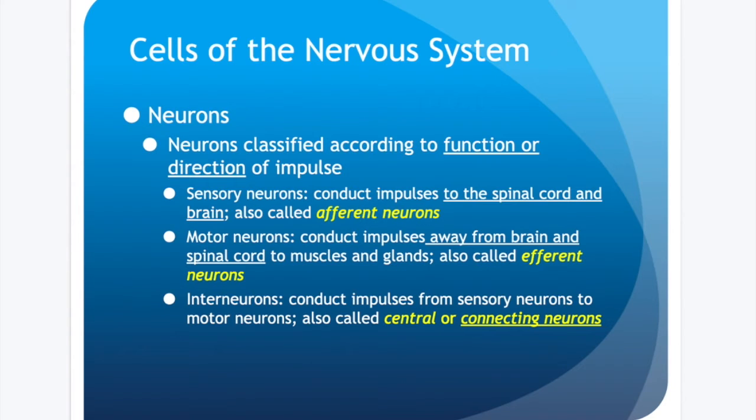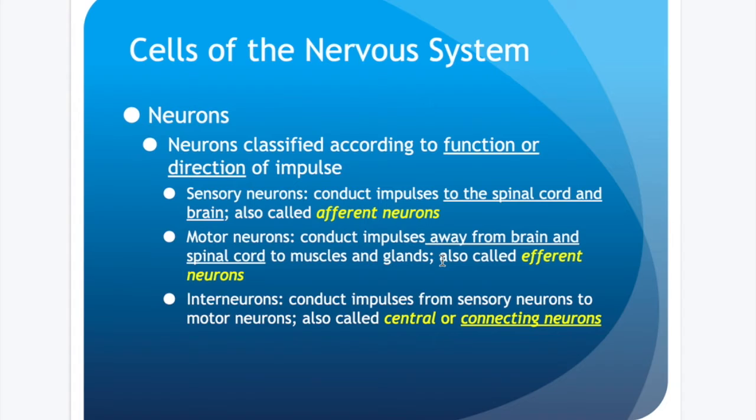So sensory neurons, or afferent neurons, conduct or send impulses to the spinal cord or brain away from a stimulus of some kind. Your motor neurons send signals away from the brain and the spinal cord to your muscles and glands to cause an effect or allow an effect to happen. Again, we also call them the efferent neurons.